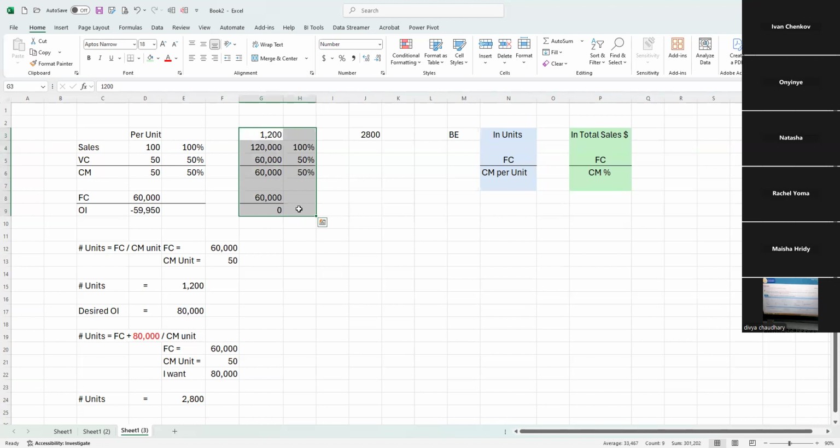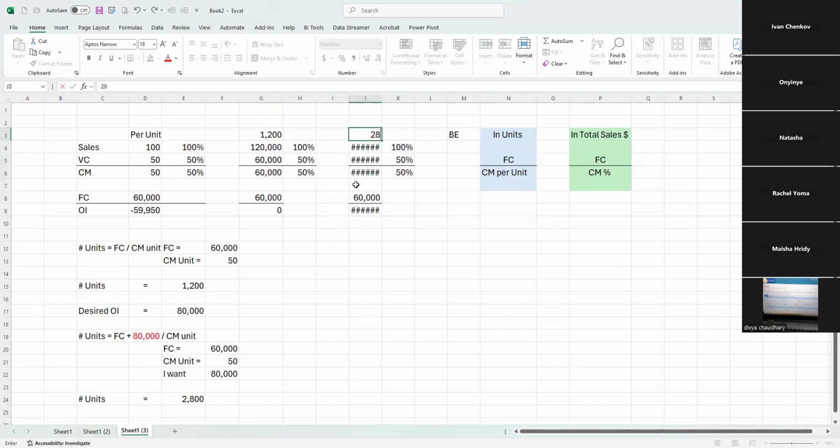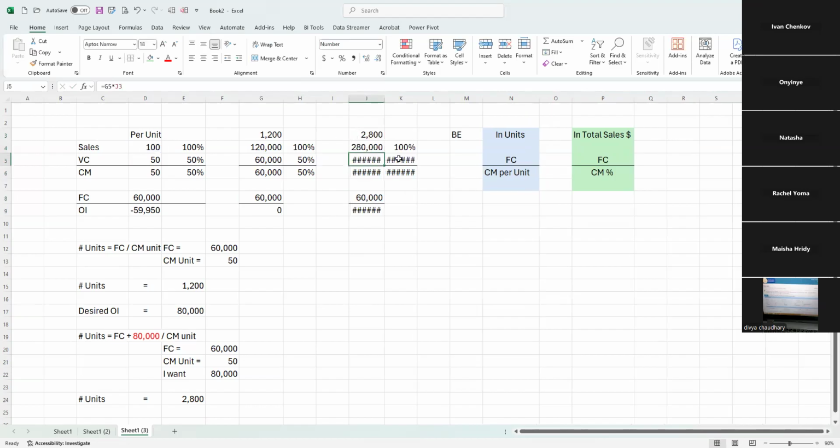Let's copy this one and move it here, and let's start with 2,800 units. That will be this one times that one, 280,000. And then I'm going to have $50 per unit times 2,800. Did I get what we wanted? Yes, we got what we wanted.